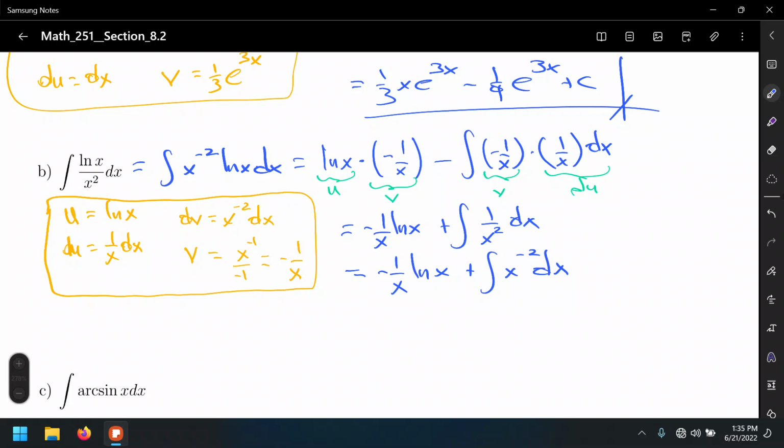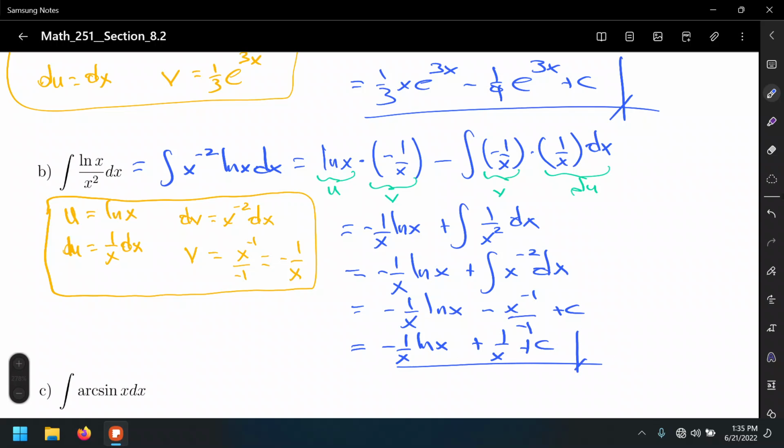And well, the integral of x to the negative 2 we already did. This is negative 1 over x ln x minus x to the negative 1 over negative 1. Be careful with all these negatives going on here. And don't forget the plus c. So that's a negative 1 over x ln x plus 1 over x plus c. Final answer.